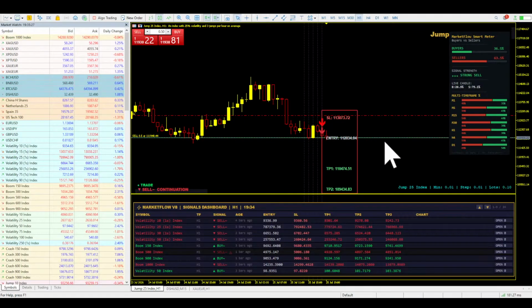Write it down, guys. This one, the pip value is high. You can equate it to something like gold, NAS 100 and US 30. So just write it down somewhere that Jump 25 is for the big boys. This is the one where you do high risk trading, and if the trade goes well, you make a lot of money. So this is one of those. Jump 25, guys, you need to have a controlled lot size here.